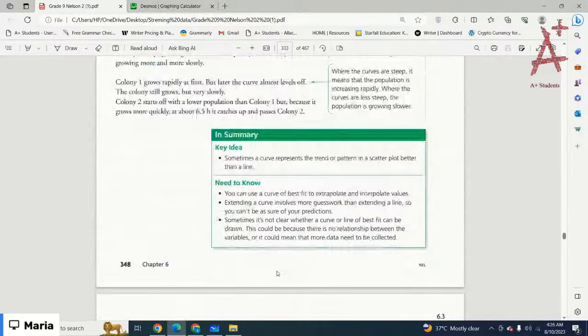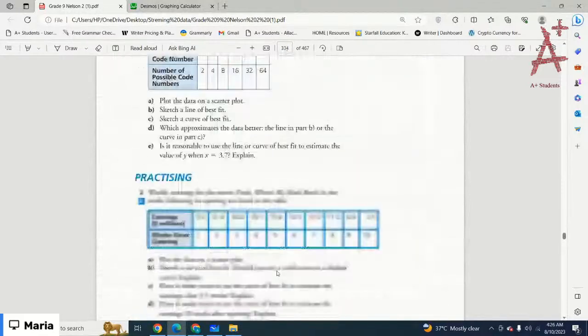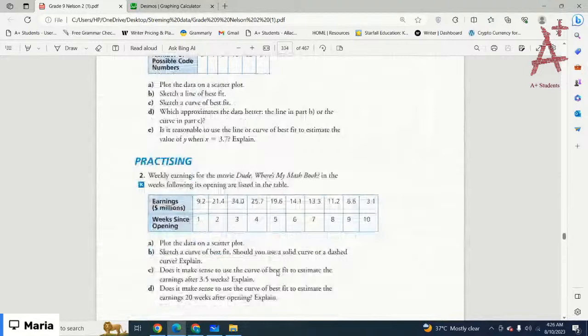Okay, let's just start with the practice questions. Weekly earnings from the movie Dude, Where's My Math book in the weeks following its opening are listed in the table, right? So plot the data on a scatter plot. So you have to plot these values and sketch a graph of best fit. Which should you use: a solid, a curved, or a shaded line?